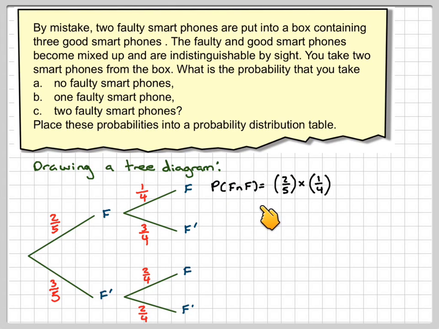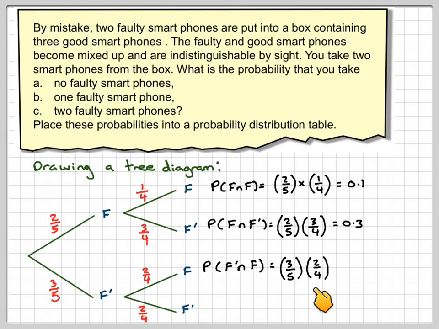The probability of being faulty and faulty is 2/5 times 1/4, which as a decimal is 0.1. The probability of being faulty and not faulty is 2/5 times 3/4, which gives you a probability of 0.3. The probability of being not faulty and then the second one faulty is 3/5 times 2/4, which is 0.3 again. And the probability of both of the phones not being faulty is 3/5 times 2/4, which is going to be 0.3.